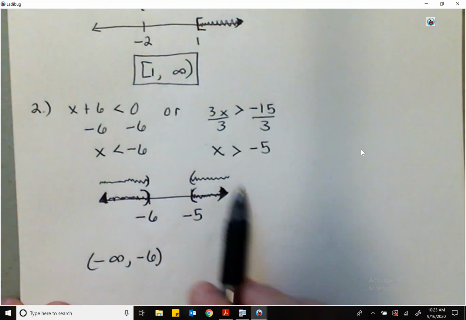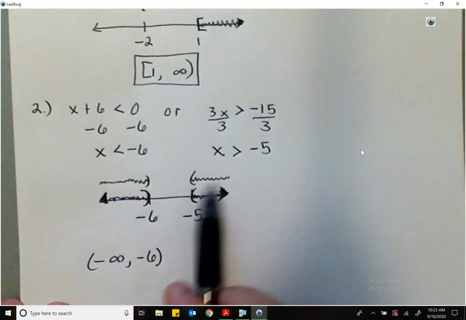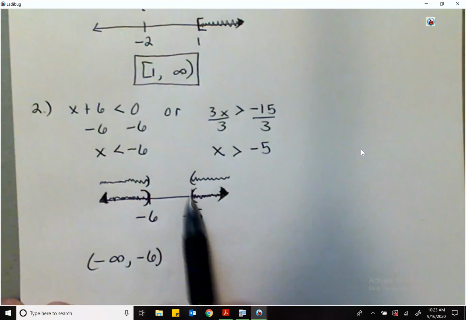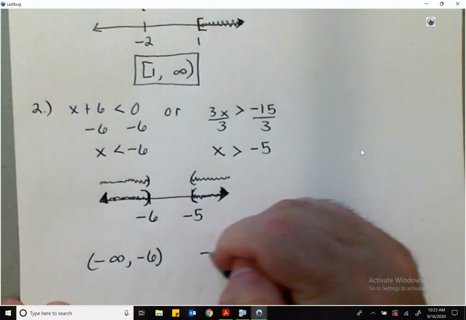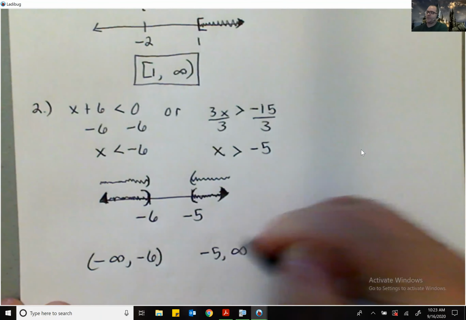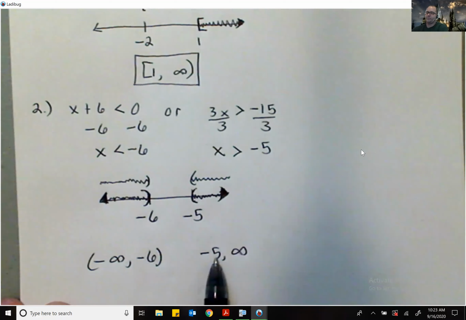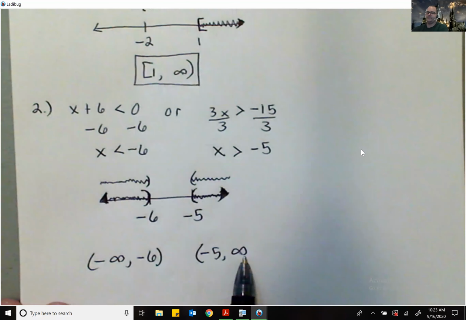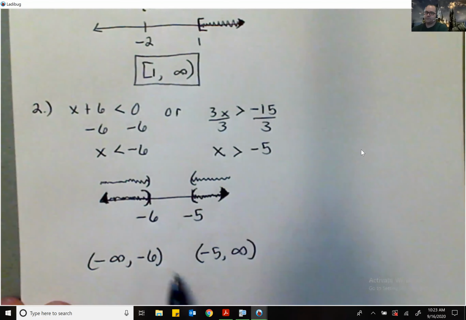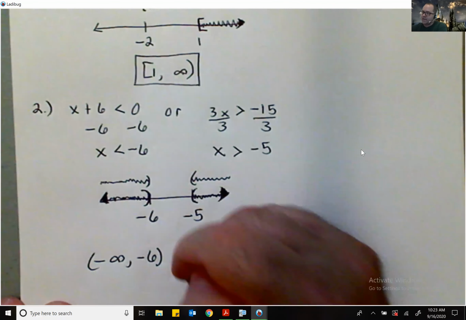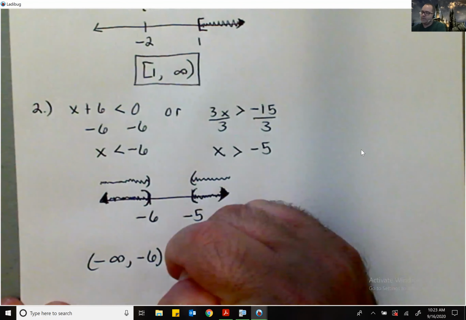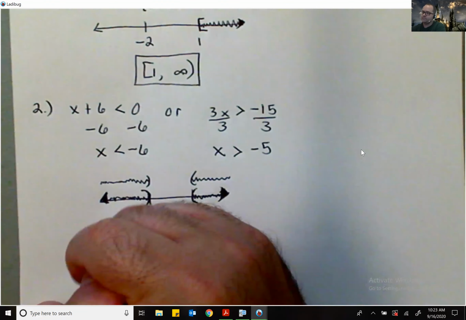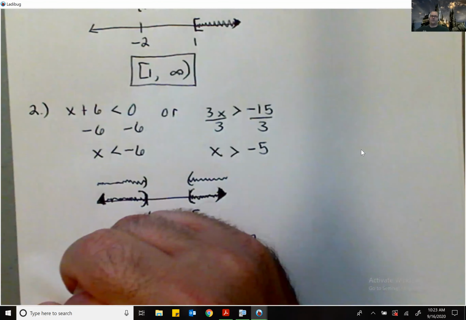Let's write the second interval. What does this one look like? -5, infinity. Okay. Bracket or parenthesis at -5? Parenthesis. Bracket or parenthesis at infinity? Parenthesis. And again, what goes in the middle? Union, which looks like a capital U. And there's the answer. That's what they want.